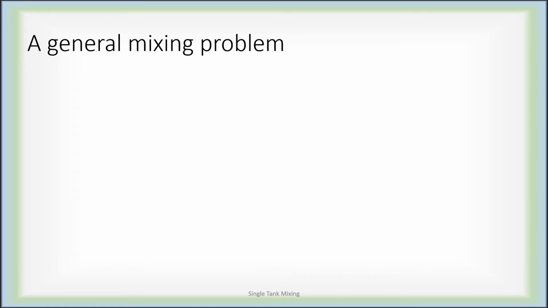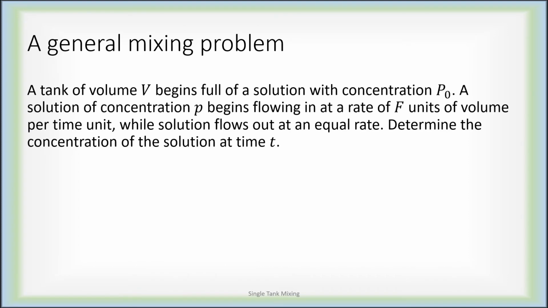Now we can do the same problem again, just by leaving all terms really general, not specifying any actual values, just leaving them as unknown constants. So our volume is capital V. We begin with a solution at concentration P sub 0. A solution of concentration P flows in at a flow rate of F, while solution flows out at the same rate. Determine the concentration at time t. Same setup as before. Tank full of something, stuff flows in, stuff flows out, solve for concentration at time t. We just haven't specified any actual values.